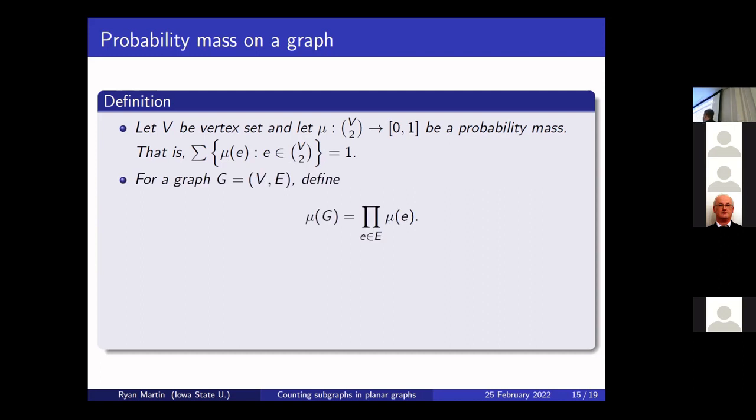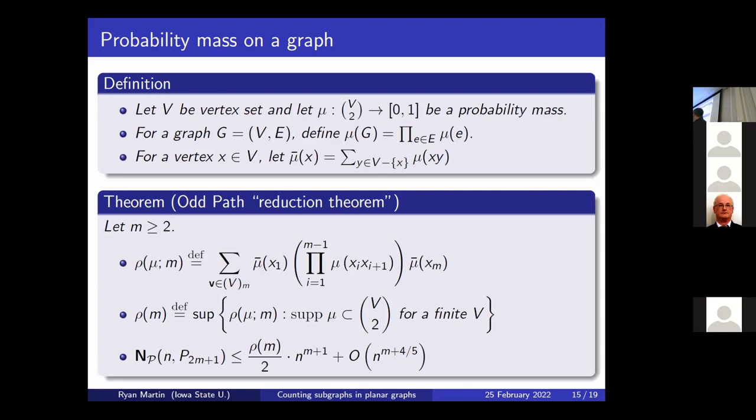And for any graph G, I want to define the mu value of the graph itself to be the product of the mu's on the edges. So think of G as a cycle. So this V vertex set, I'm not even giving the graph itself a name because I might as well assume that it's complete. But G might be a cycle or path or something like that. So we define mu of some graph G to be that, and for any vertex we sum over all the weights sitting at that vertex, and that's mu bar. And so what we basically show is that if we're trying to count what we're trying to count, what our underlying graph should look like is one of these planar blobs, sort of.